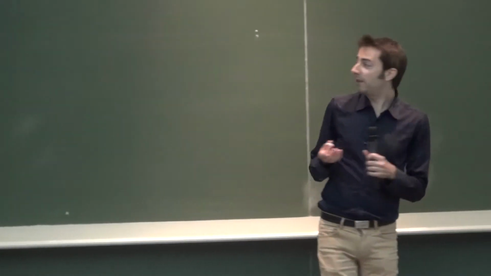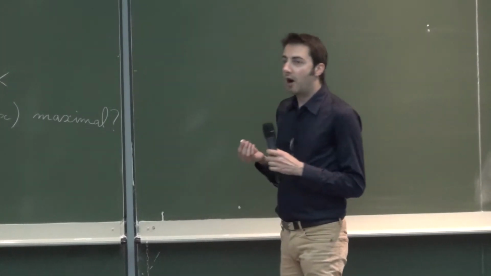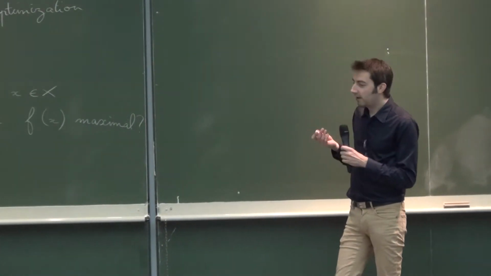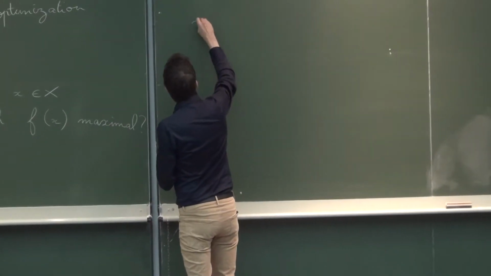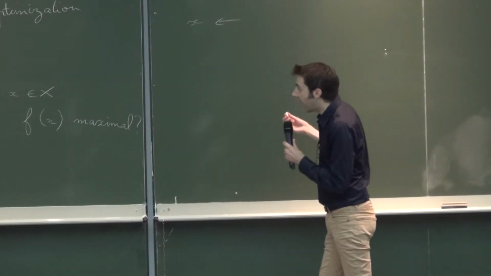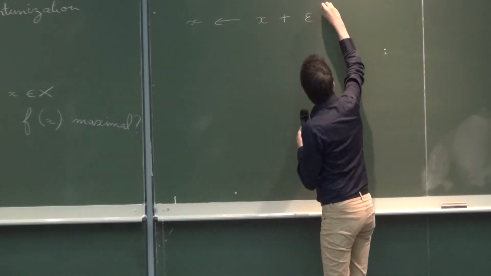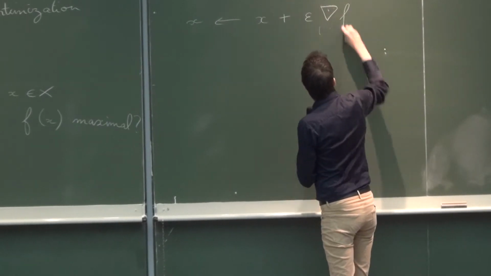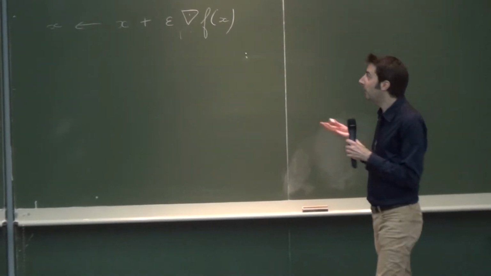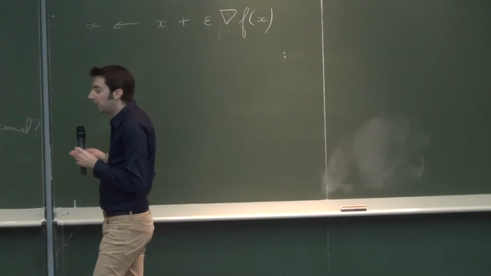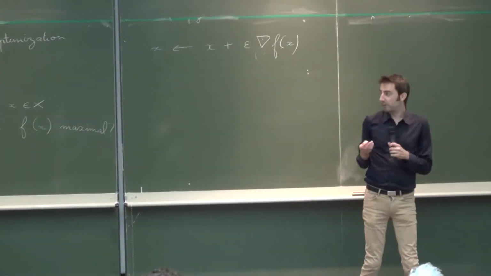This problem is quite important in applications, and there are a lot of approaches. The most basic approach to solve this problem is gradient ascent. If you know the gradient of F, you can update X by adding to it the gradient of F, and of course, if the step size is small enough, you will improve the value of F. So you will climb to the nearest local optimum of F.